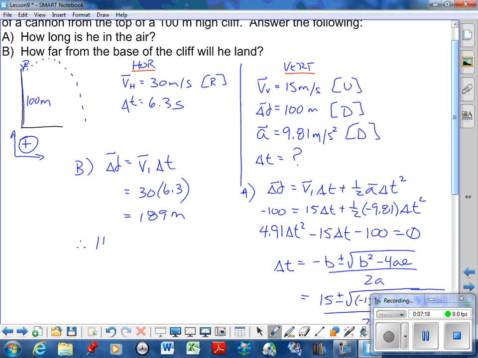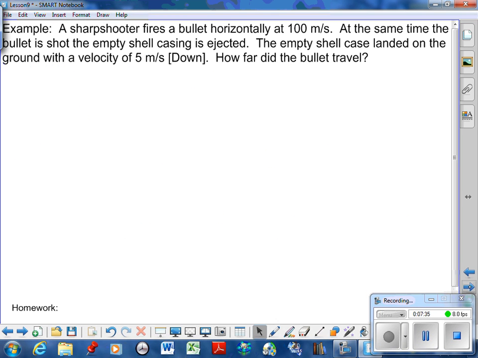So therefore, he will land 189 meters to the right. There we go. So that's a projectile motion question with a vertical velocity. Now I believe I have a final example here.